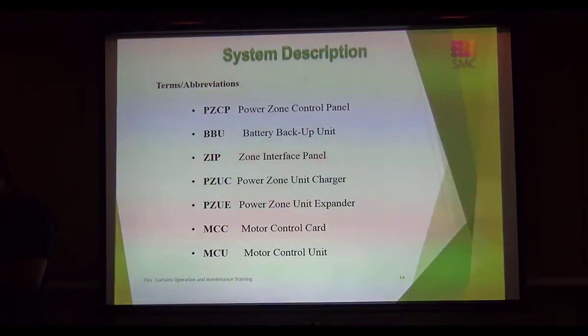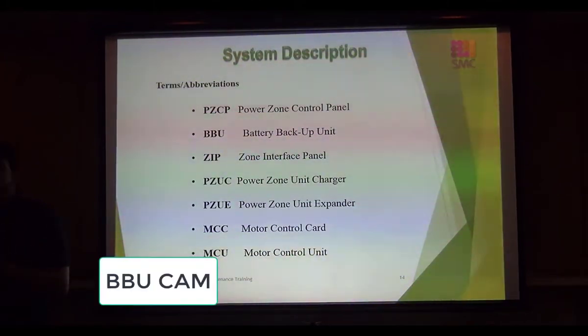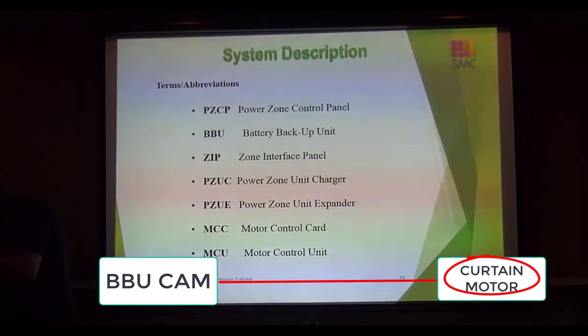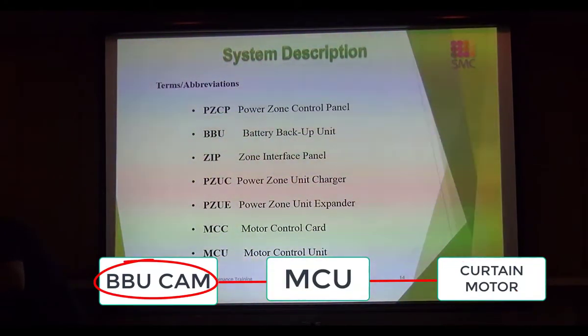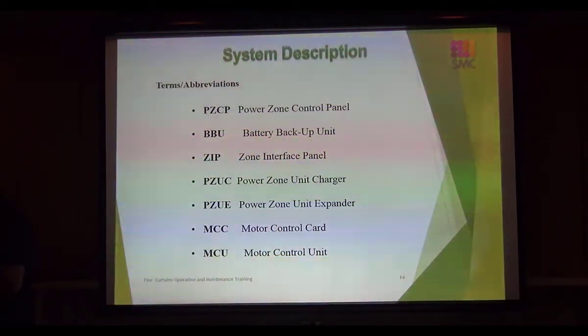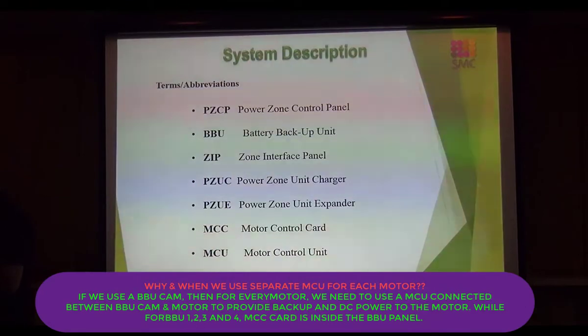For example, if this is a BBU CAM, I want to use a BBU CAM, I have only a BBU CAM available. I will use a BBU CAM, and then 1, 2, 3 up to 20 motors I can drive. But between the motor and BBU CAM is the controller. I need to use an MCU for each motor. Why? Because the BBU circuit will be driving the MCU.